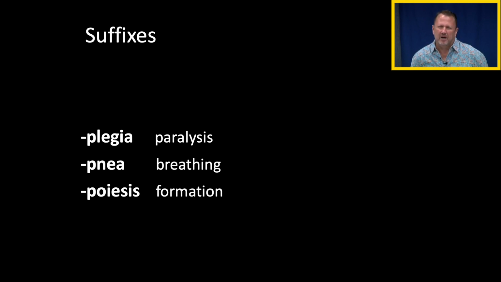Pnea has to do with breathing. So dyspnea means there is some irregularity with their breathing. Apnea means not breathing. You'll hear people with sleep apnea. That means they quit breathing while they are sleeping at night. Poiesis is the formation of something, so we'll talk about hematopoiesis eventually, and that is the formation of the blood cells.